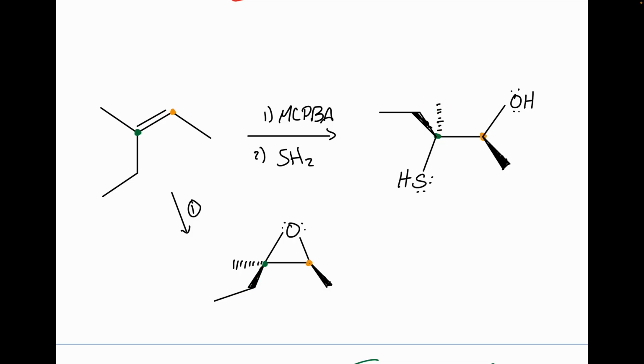All right, and this is how I would do my product here with the correct stereochemistry. Again, you would actually get a mixture of this and its enantiomer. So if you switched all of these wedges to dashes and this dash to wedge, that would also be the correct answer.